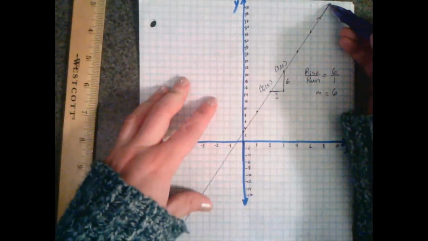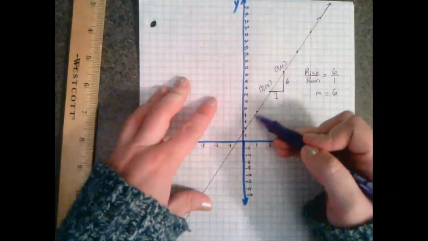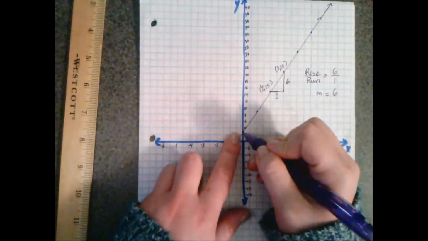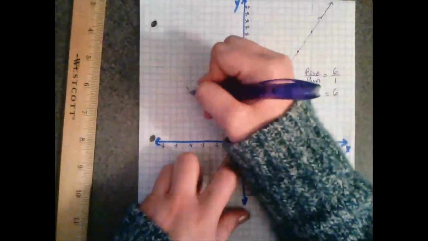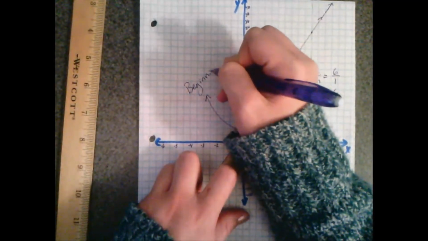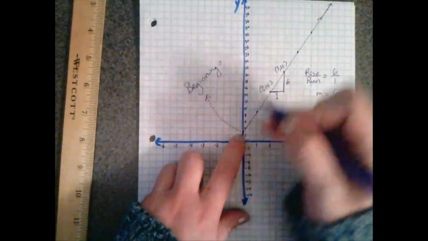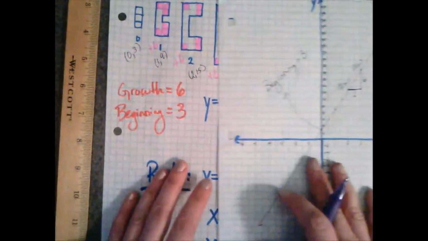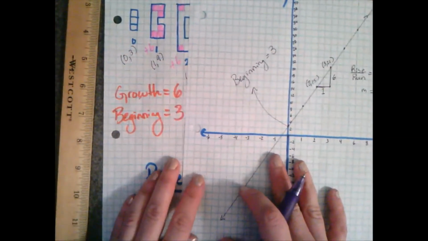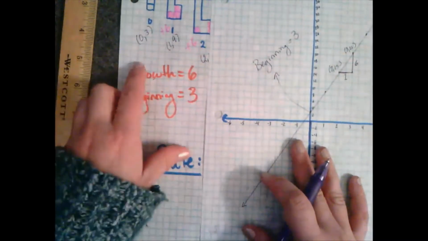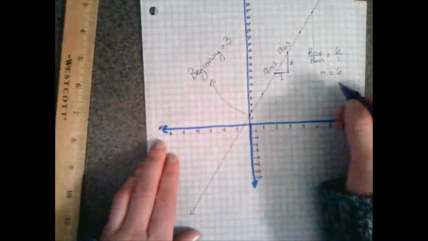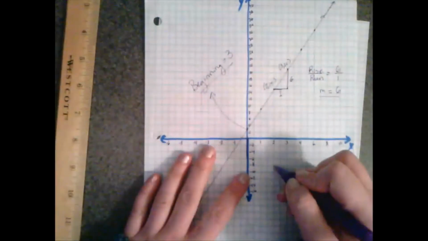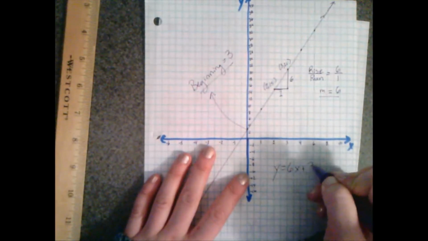Then remember, we take our line, we follow it all the way down to where it crosses the y-axis. So that means that my y-intercept, or my beginning, is equal to 3. Now, is that consistent with the rule we found for the big C pattern? Oh no, I can't overlap them. So the growth was 6, beginning was 3, and on here, growth is 6, beginning is 3. Perfect, we did it. So the rule for this is 6x plus 3.